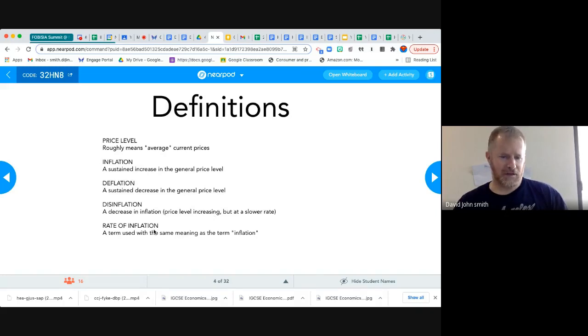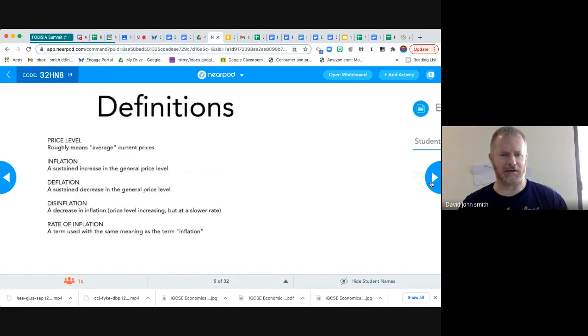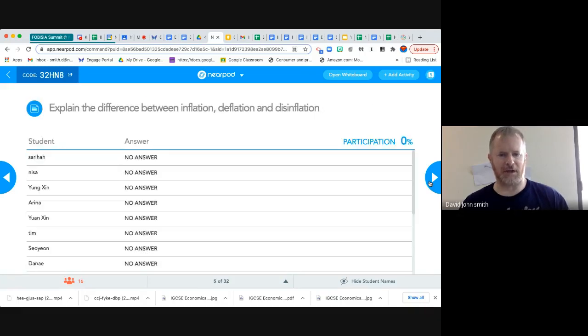The rate of inflation is the term that we use to describe inflation, essentially just the rate of change, so the speed at which inflation is occurring. But we're going to use rate of inflation interchangeably with the idea of inflation. Right, those were our definitions. So you can probably guess what I'm going to ask you to do now. I'm going to ask you to explain the difference between inflation, deflation, and disinflation. There you go.